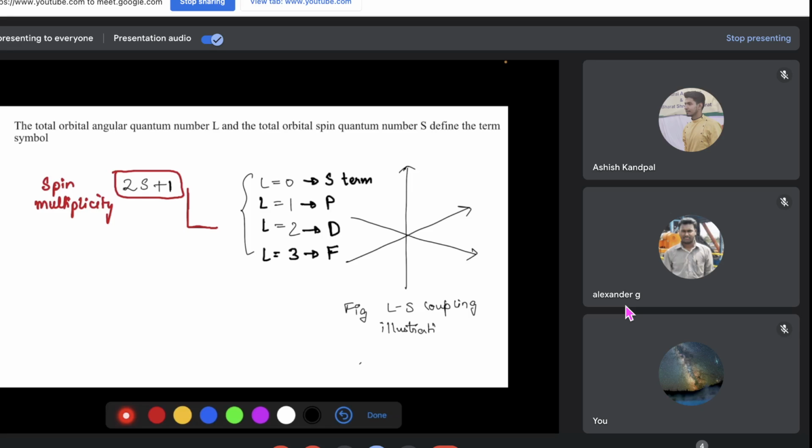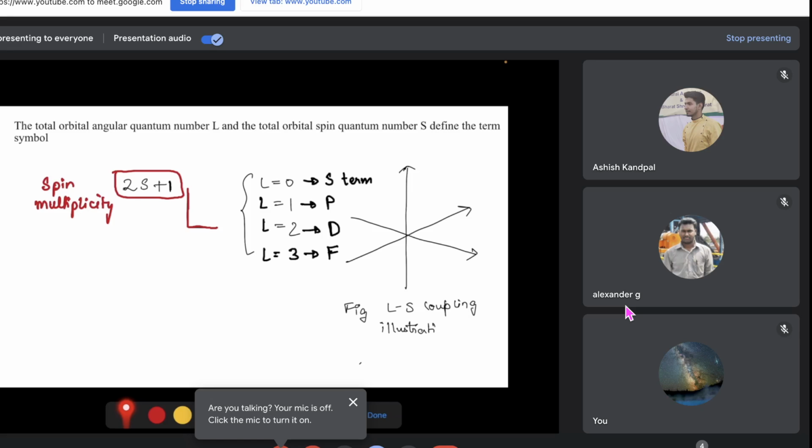The atomic term symbol contains 2 pieces of information. It tells me the orbital angular momentum of the atom, that is the L value, and also the multiplicity, which is the spin multiplicity 2S plus 1. These are denoted by this simple method: the multiplicity at the left-hand side, as a superscript, of the term capital L.